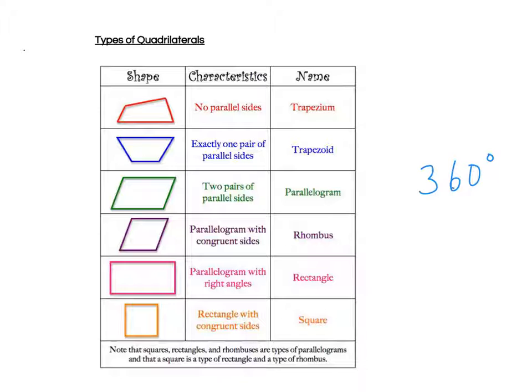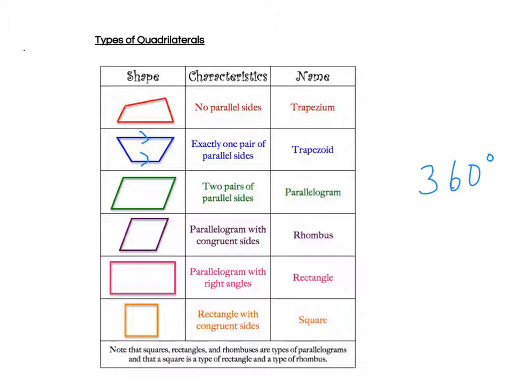And a trapezoid, we can classify it as a trapezoid because it will have exactly one pair of parallel sides. So when I look at this, I will indicate the parallel sides by drawing these little arrows. Okay, but the two other sides are not parallel to each other.